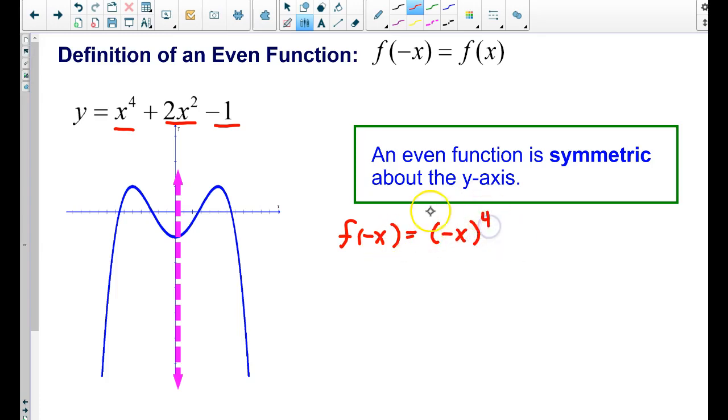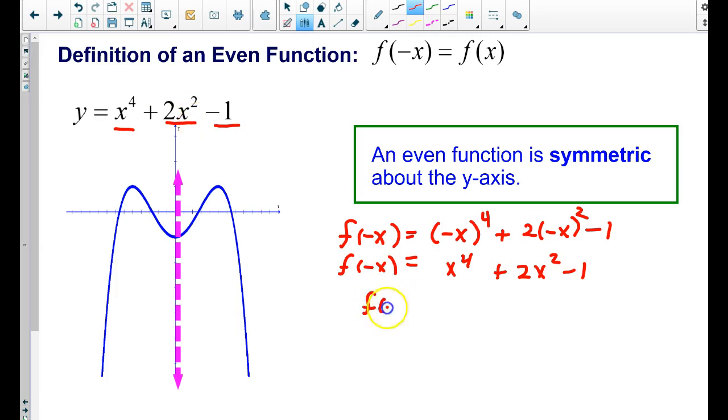So I'm just replacing wherever I see an x, I'm replacing it by a negative x. Negative x raised to the 4th is x to the 4th, minus, I left off the square, plus 2. The negative x squared is x squared, minus 1. But isn't that just the same thing as the original function? Same thing. So therefore, f of negative x is equal to f of x. Therefore, the function is even. So it has an even degree and it's an even function.